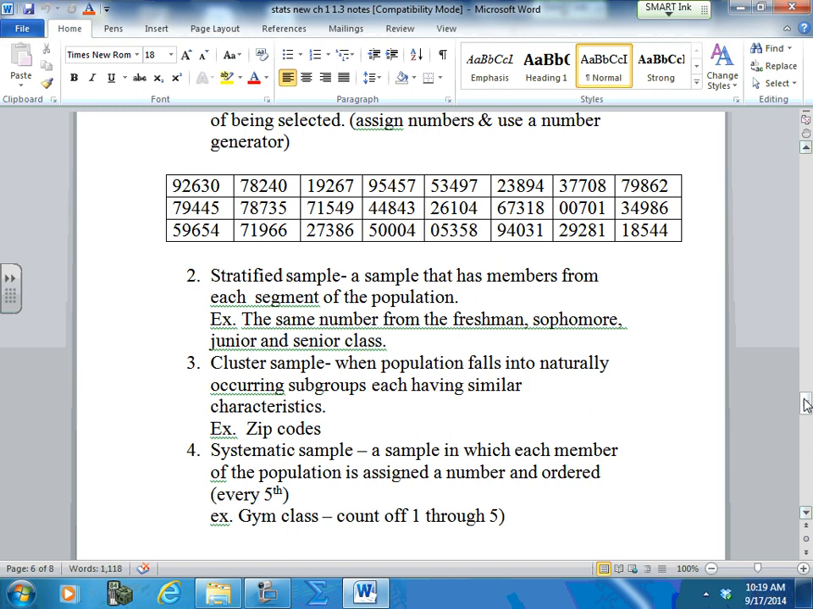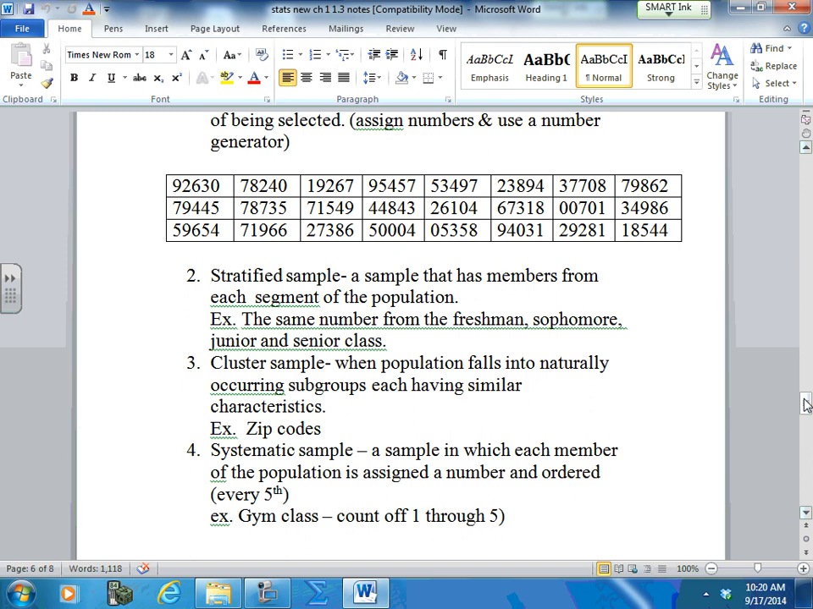There are 4 levels: freshman, sophomore, junior, senior. I want 200, so I want 50 from each level. That's called a stratified sample. Every group is represented equally. So I'm going to take 50 freshmen, 50 sophomores, 50 juniors, 50 seniors. And that's a stratified sample.